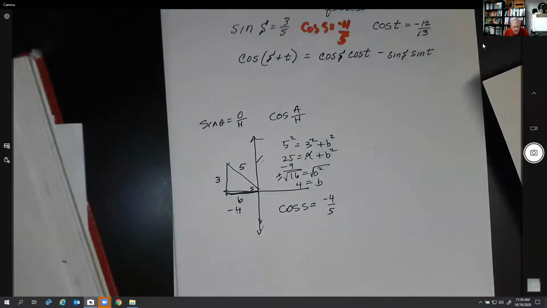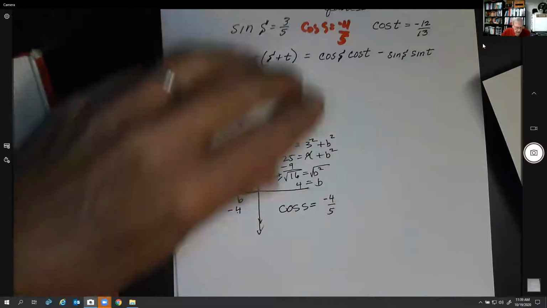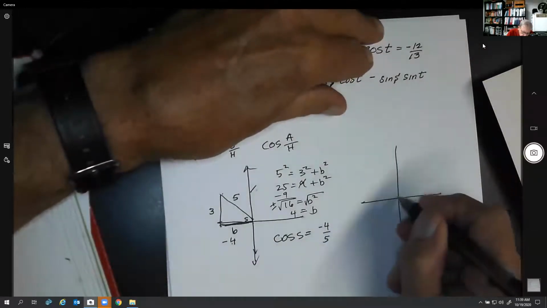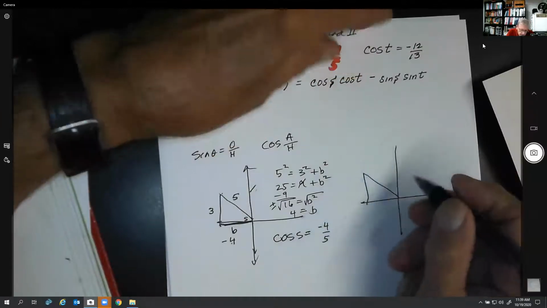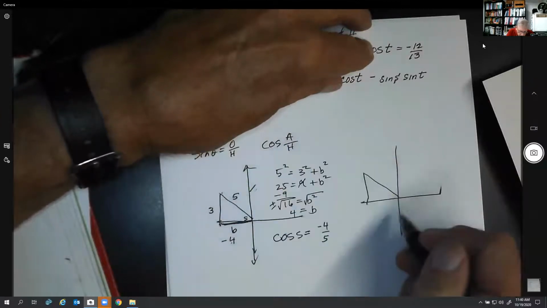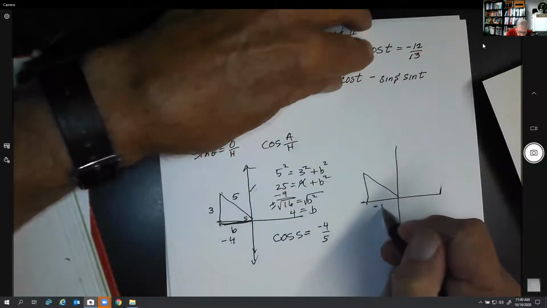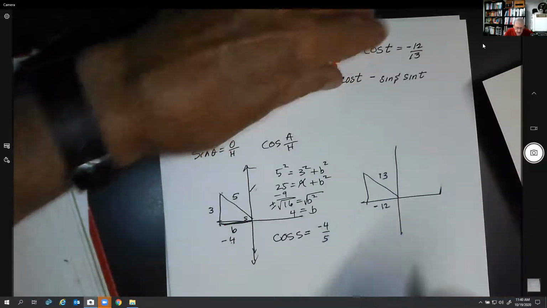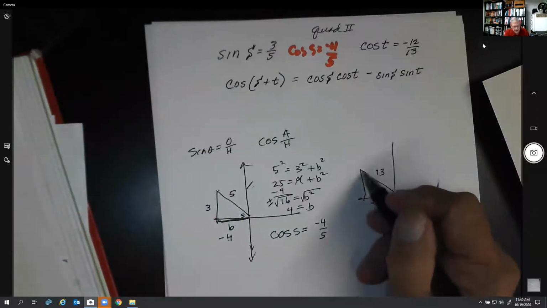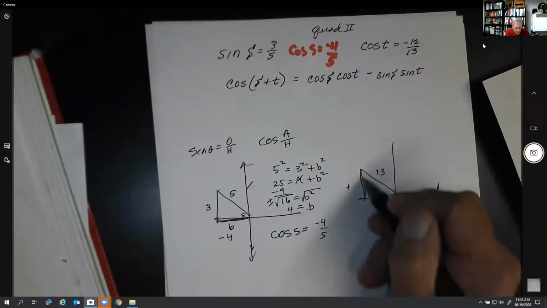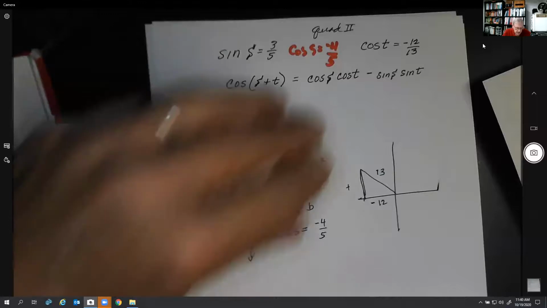Okay, now we got to do the other one. We have another drawing. It's in the second quadrant. And here we have the cosine. The cosine is the adjacent over the hypotenuse. So this is -12/13, excuse me. So now we want to figure out what this is right here. We know it's going to be positive because we're going up. So we just calculate.